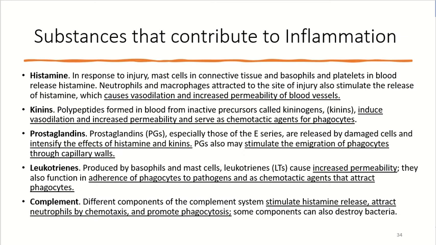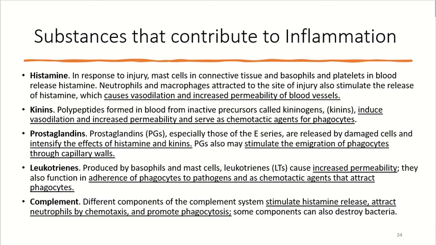Next, we have kinins. These are polypeptides that are formed in the blood from inactive precursors called kininogens. The substance is going to induce vasodilation, and it's also going to cause an increased permeability, and it's going to serve as a chemotactic agent for phagocytosis to help attract those phagocytic cells.